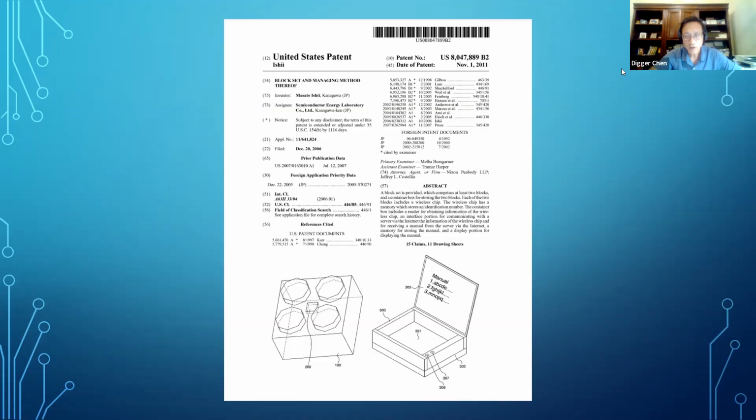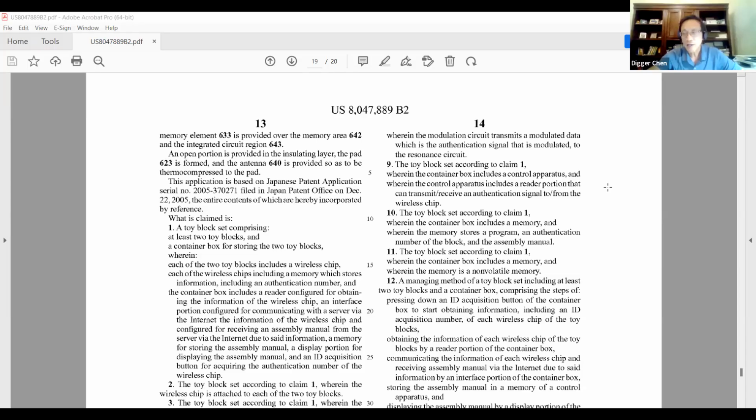Let me stop sharing and then share this pattern. Wow, I see so many people got on. Okay. Can you see the screen? Yeah, we can see it. Okay, great. Let me move all the way up.